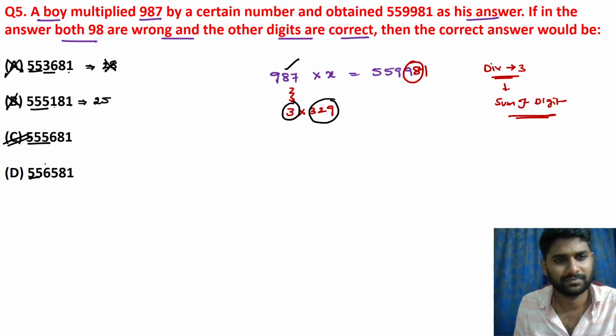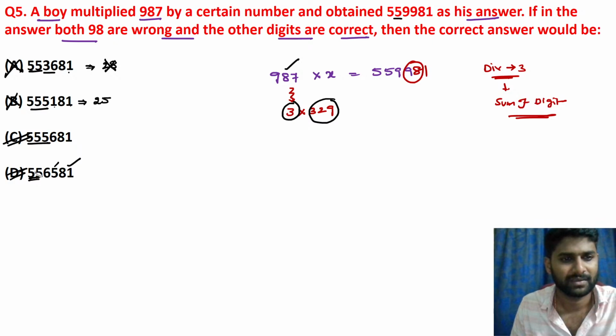So, we have 555. So, 681. It is also divisible by 3. So, there is information we required. See, we required 1. We required double 5. So, we required double 5, 9. Double 5, 9. So, 98 is wrong here.